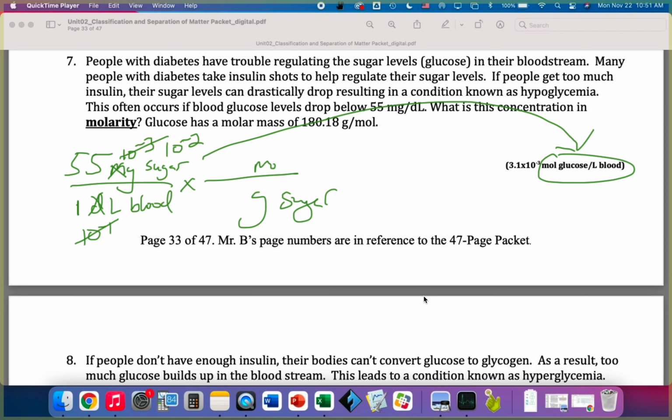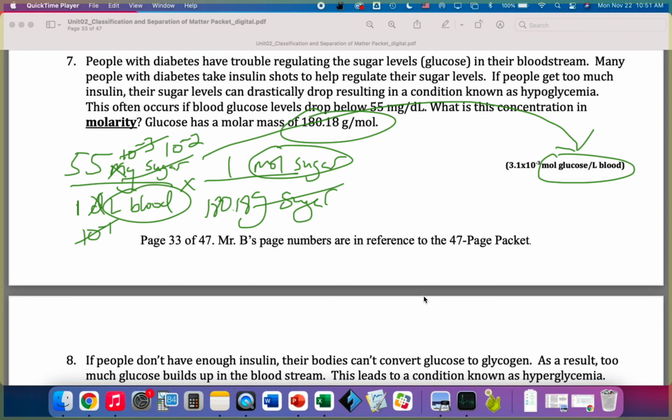And we can go to moles of sugar. And because glucose has a molar mass of 180.18 grams per mole, that cancels, that cancels. I'm in moles of sugar, I'm in liters of blood. So very similar problem. Let's go ahead and reduce this.